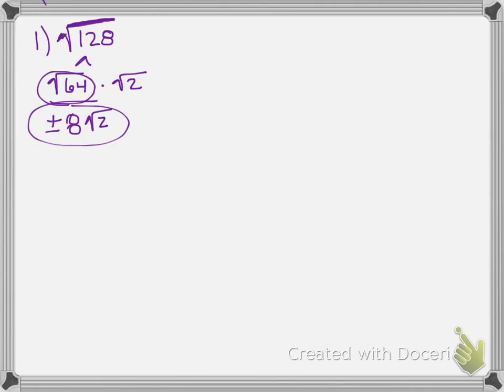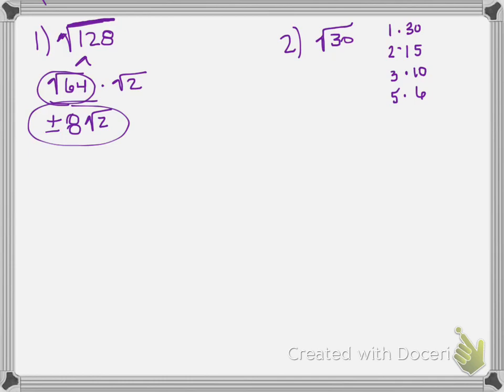Okay, so let's do another one. Your second example for today is the square root of 30. Okay, so I want to think of some factors of 30. This is a little bit smaller, so I'm going to list all the factors I know of 30. I can do 1 times 30. I can do 2 times 15. I can do 3 times 10. Or I can do 5 times 6.